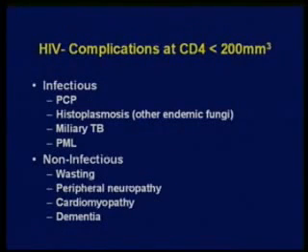So here are HIV complications at T cell count under 200. And by the way, it's called CD4 T cell, but nobody ever says CD4 T cell. It's too long. So you say CD4, or you say T cell. Same thing. So infectious: PCP, pneumocystis pneumonia, histoplasmosis and other endemic fungi, miliary TB. Now, tuberculosis in someone who's immunocompetent tends to form a cavitary lesion. You look at the lung and you see a cavity.